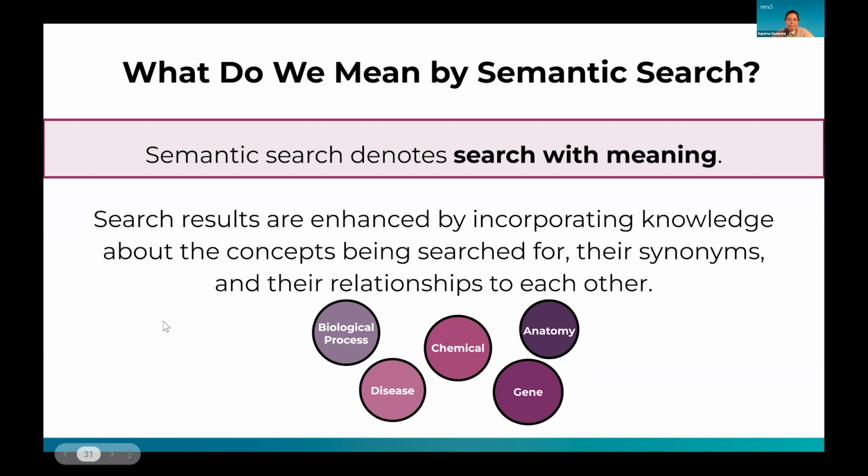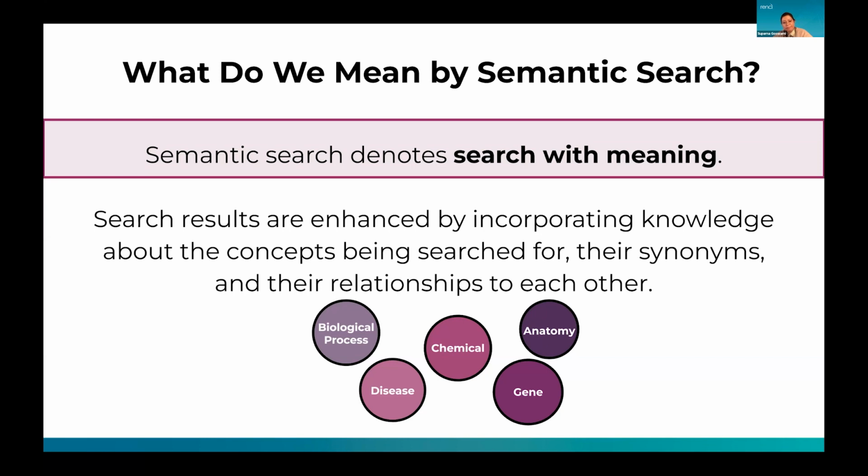Now, what do we mean by semantic search? We mentioned DUG is a semantic search engine. So semantic search essentially denotes search with meaning. The search results are enhanced by incorporating knowledge about the biomedical concept or the term that is being searched for, by looking up synonyms for their terms, and by finding relationships among different concepts to each other.